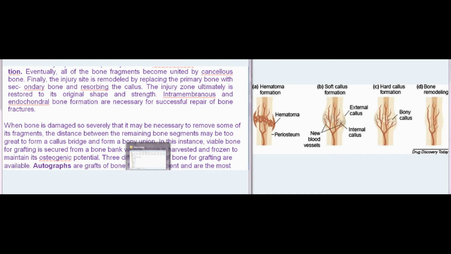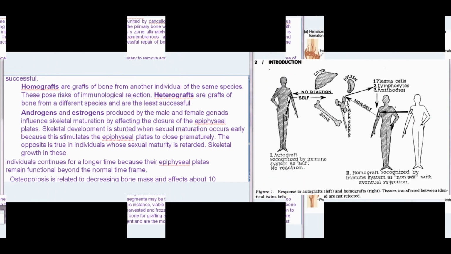When bone is damaged so severely that it may be necessary to remove some of its fragments, the distance between the remaining bone segments may be too great to form a callus bridge and form a bony union. In this instance, viable bone for grafting is secured from a bone bank where bone is harvested and frozen to maintain its osteogenic potential. 3 different kinds of bone for grafting are available.